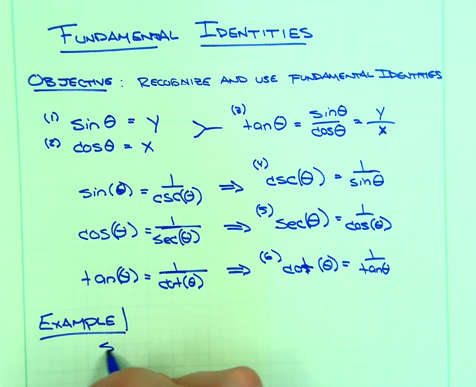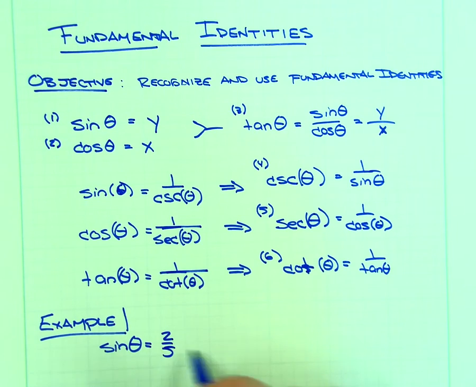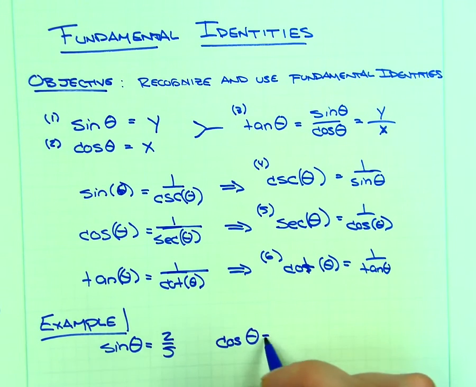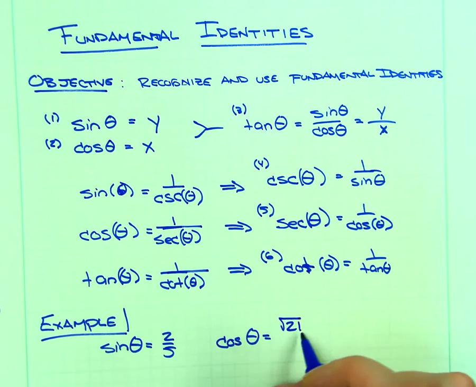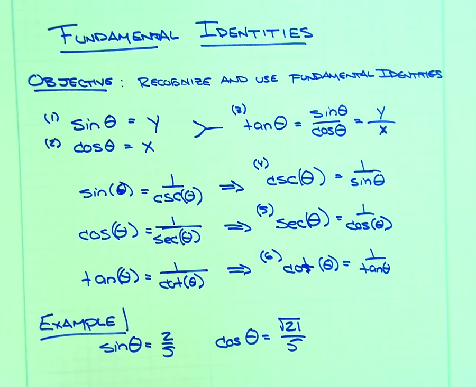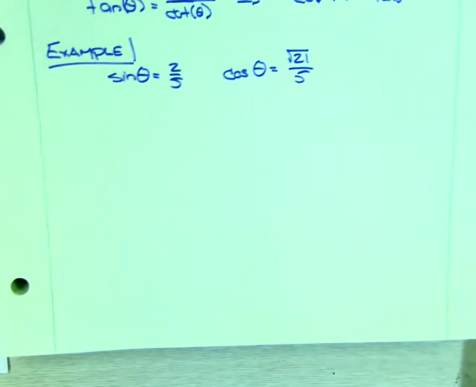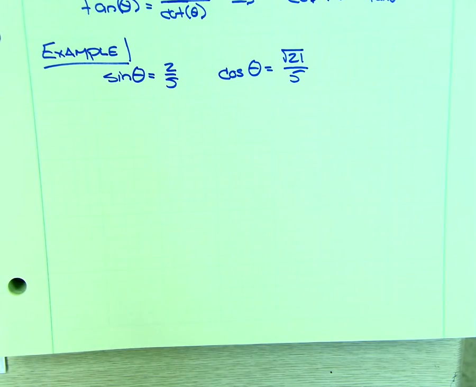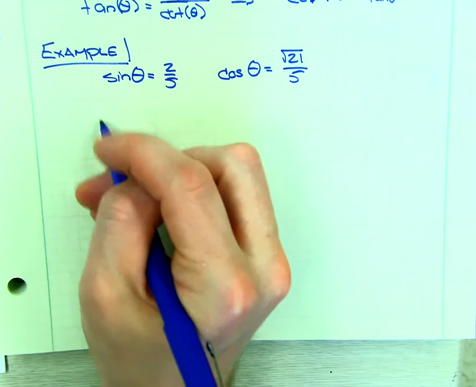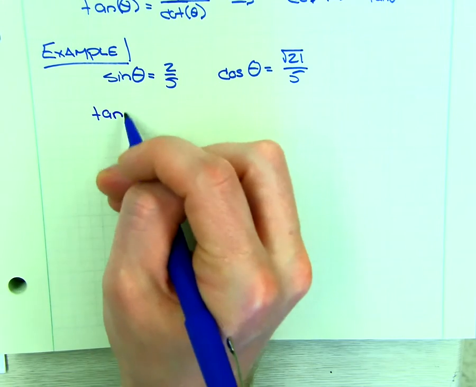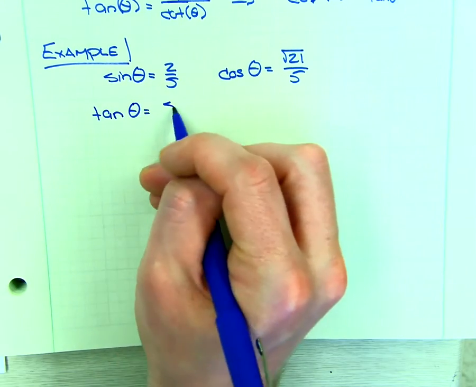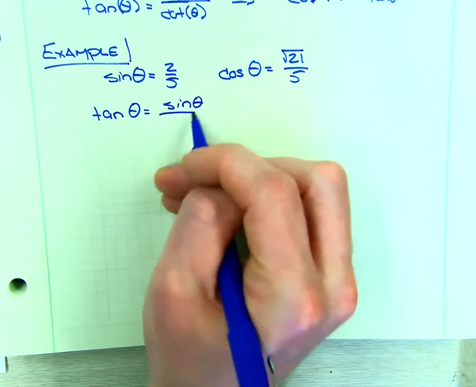I'm going to say the sine of theta is equal to 2 over 5, and the cosine of theta is equal to the square root of 21 over 5. And we're going to figure out what the values of the 4 remaining identities are. Okay, so I know that tangent, that's going to be my next easiest one, tangent of theta is equal to the sine over the cosine.